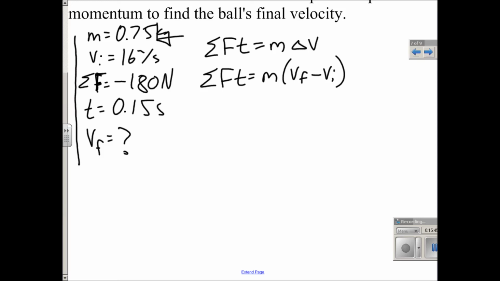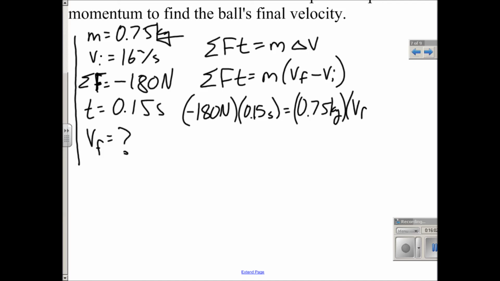It's just some algebra. All right, so let's plug in our numbers. Net force is negative 180 newtons. Time is 0.15 seconds. Equals mass, 0.75 kilograms. Final velocity minus initial velocity was 16 meters a second. And solve it. Okay? Now, I'm going to do something that will make most science teachers cringe, and that's this. I'm going to rewrite it again without the units. All right? Check it out. All of our units are metric, right? We got newtons, seconds, kilograms, meters per second. That's all metric. Our final velocity has to be meters per second. It's the only possible option.